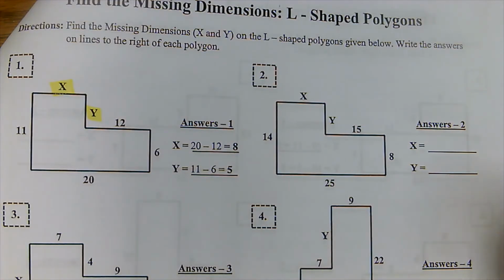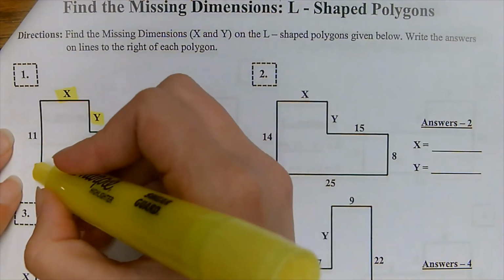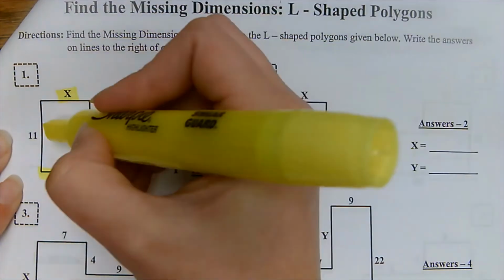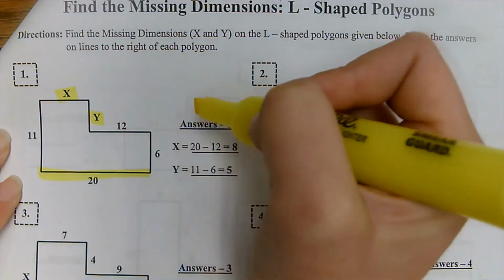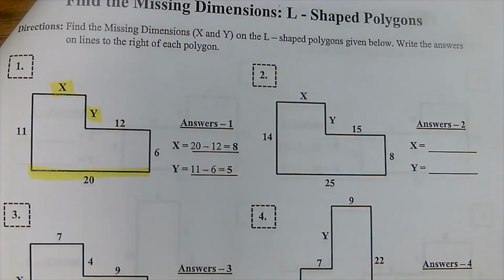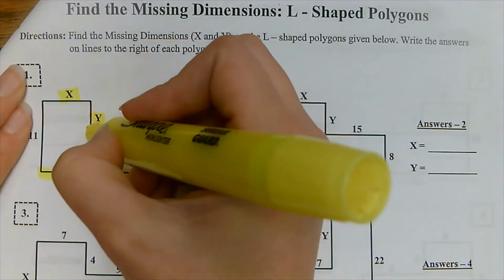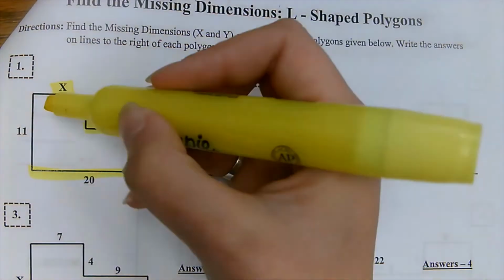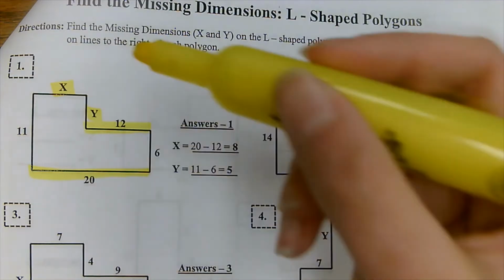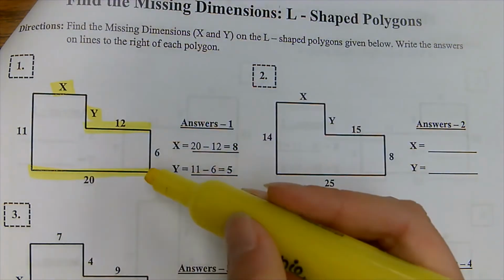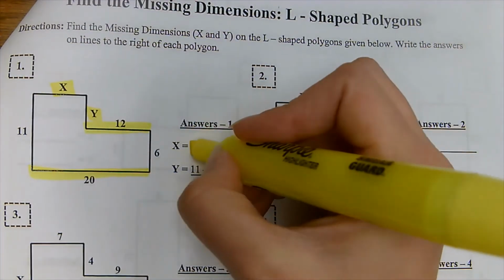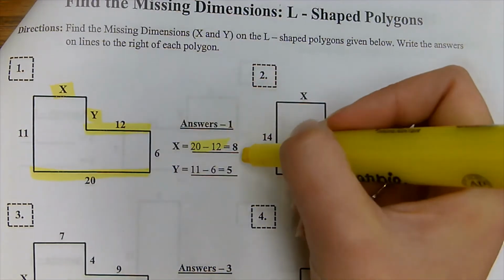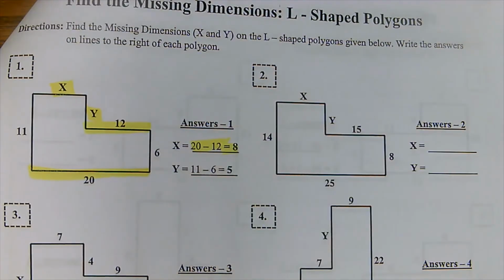We'll start with X. My number across the bottom is 20. So I know that this top length, if I have them flat, would also be 20. But it only gives me across up to 12. To find what this missing piece is, I'm going to subtract my total length of 20 minus the top length of 12 to find out that X equals 8.